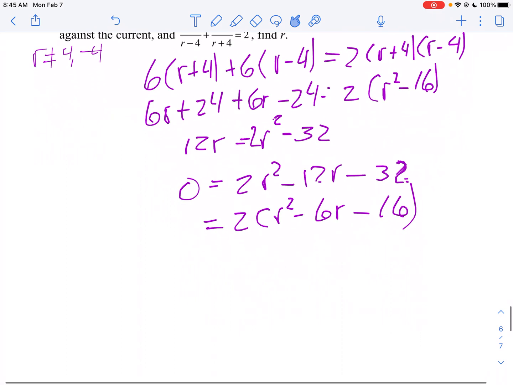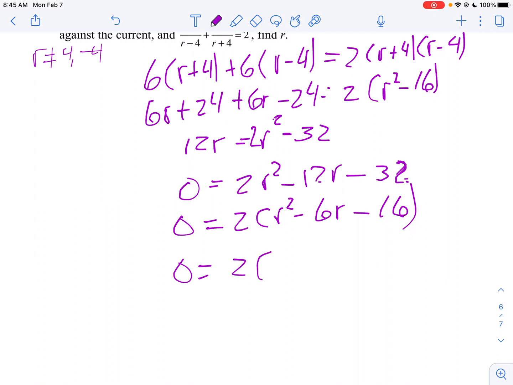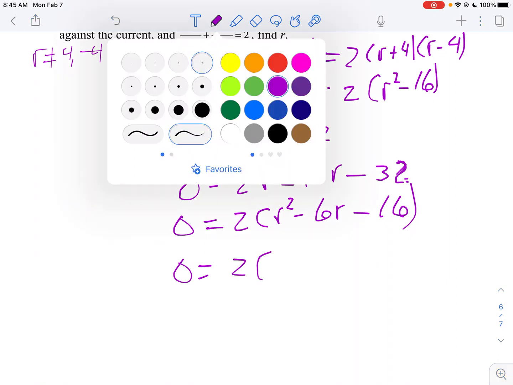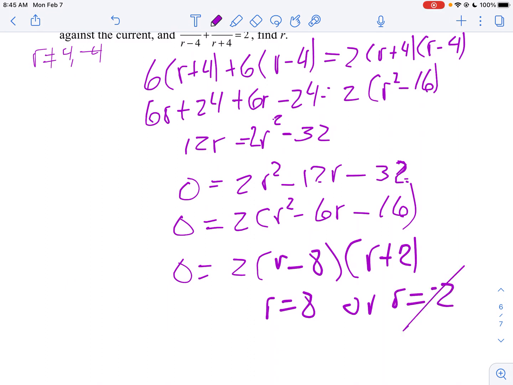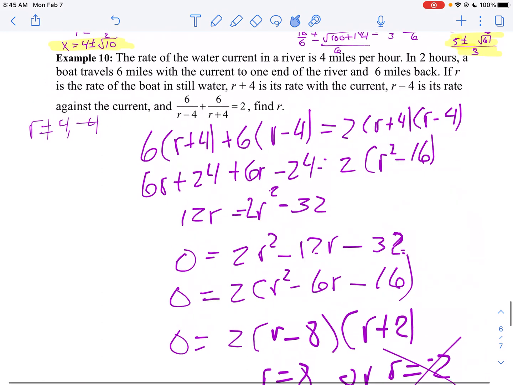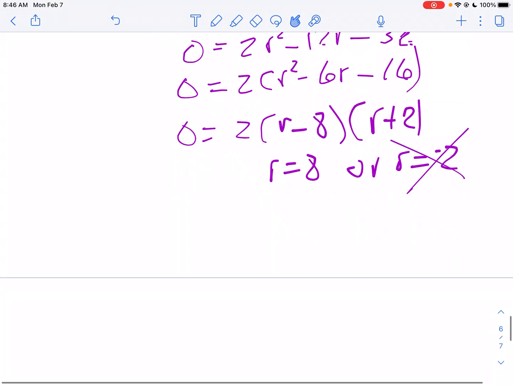And then what multiplies to 16? Well, that would be 8 and 2, wouldn't it? So it would be 2 times R minus 8 and R plus 2. So R equals 8 or negative 2. Can't be negative 2 because you can't have speed that is negative. So the rate of the boat in still water is going to be 8 miles per hour. And there we have it.